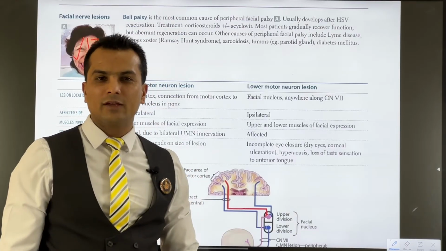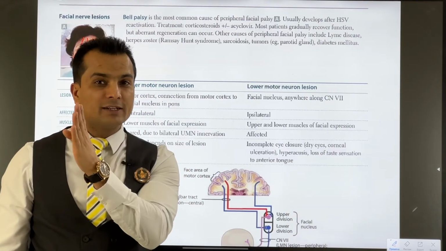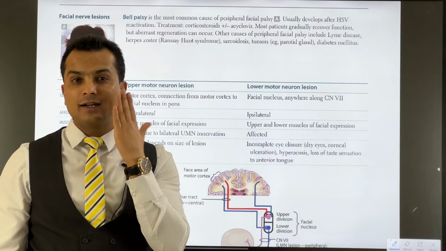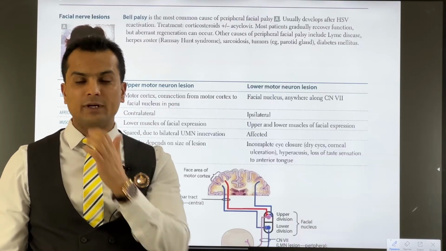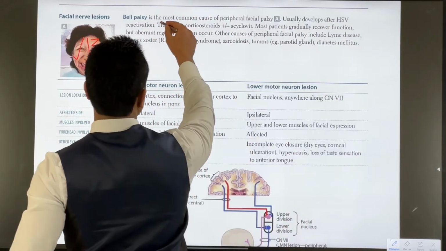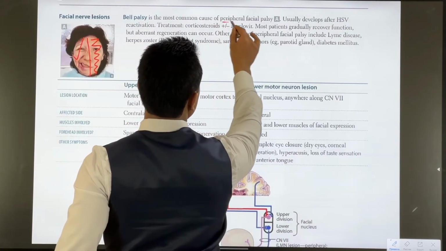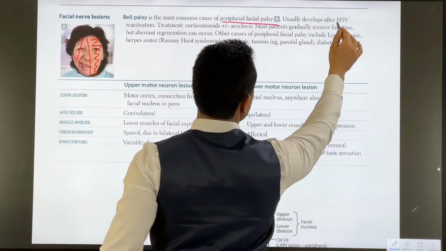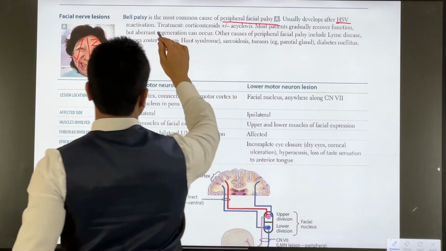This is probably when you have complete half face, it means this is lower motor neuron. If contralateral only lower face, forehead is spared, that is upper motor neuron injury. So Bell's palsy is the most common cause of peripheral facial palsy, usually developing after HSV, herpes simplex virus, reactivation.